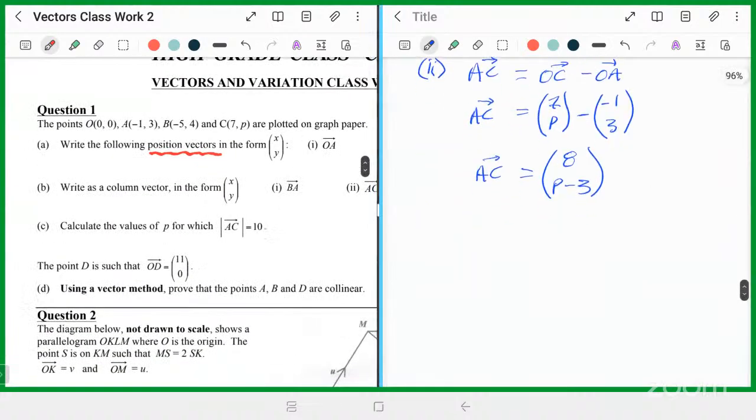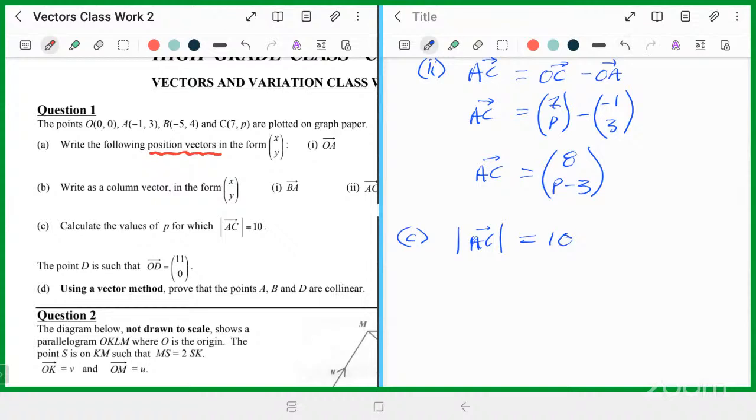Then part C now is telling us that the modulus of AC is 10. That's the length of the vector AC. This is AC. The question is saying that that vector is 10, and we have to find the values of P that would make it 10. And the key word here is values, with a plural, meaning more than 1. All right? So what they're telling us is that the modulus of the vector AC is equal to 10. That is the length of this vector.